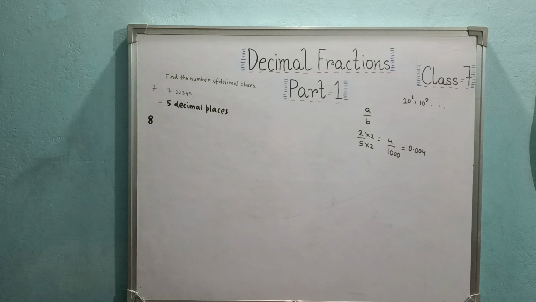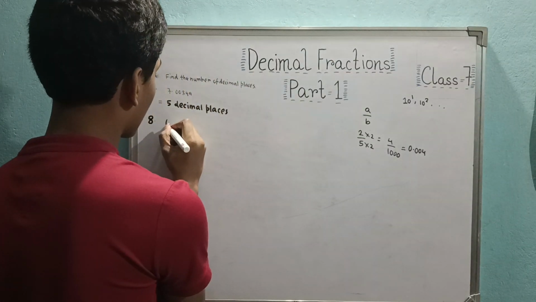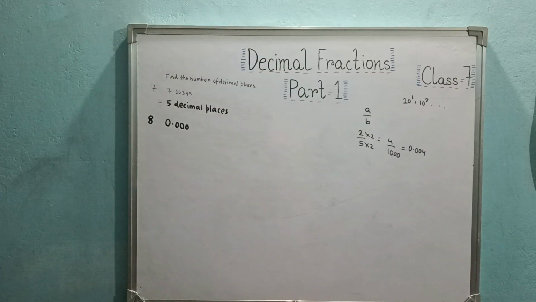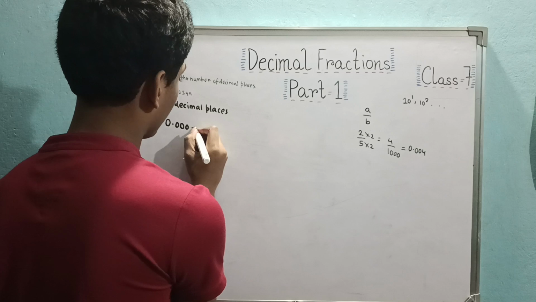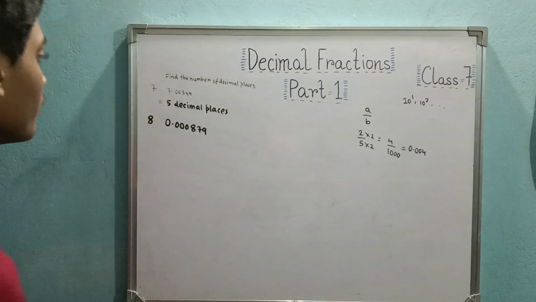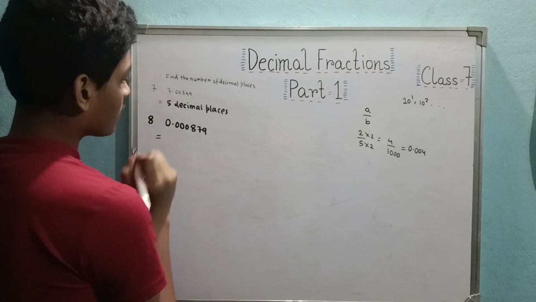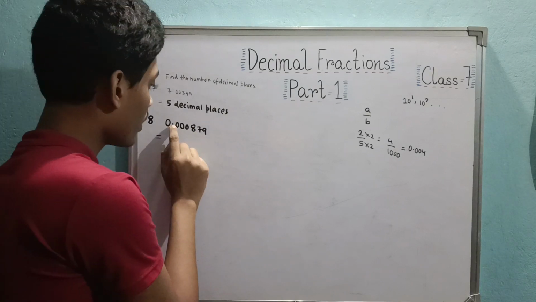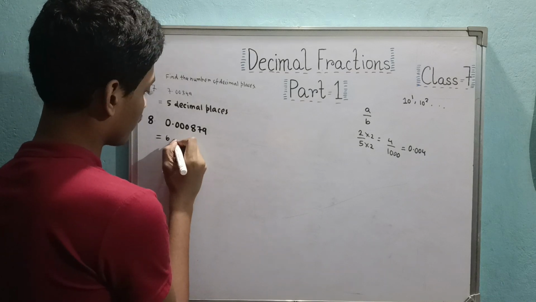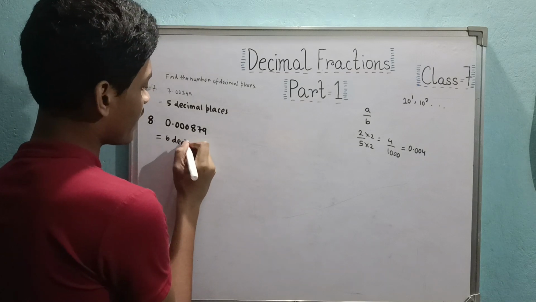It is given as this one. Yes, you can write big decimals. You can't confuse us. 0.000879. So this is equal to what? Now see, after the decimal point, 1, 2, 3, 4, 5, 6 places are there. So 6 decimal places.